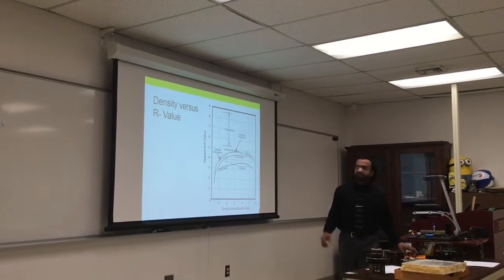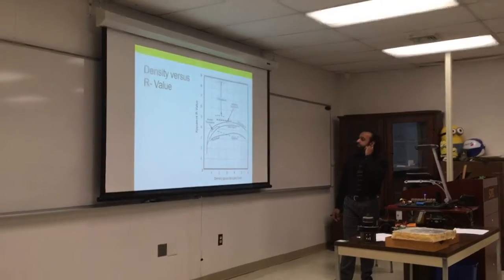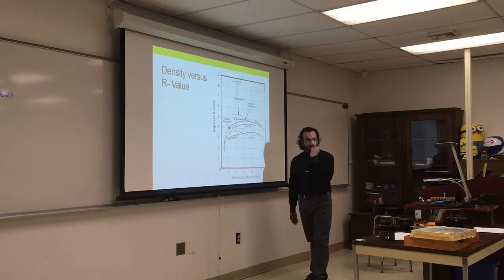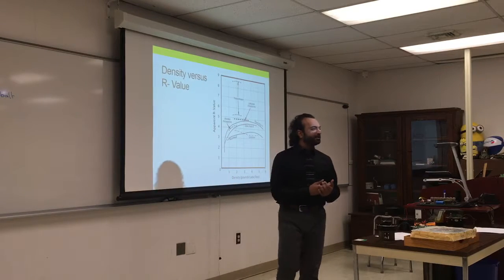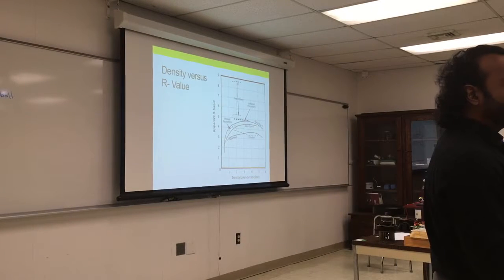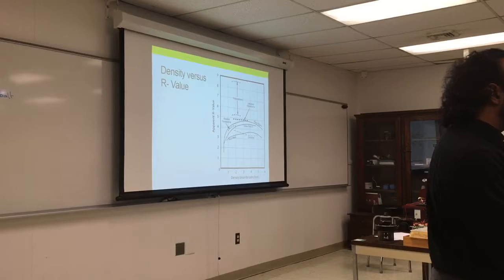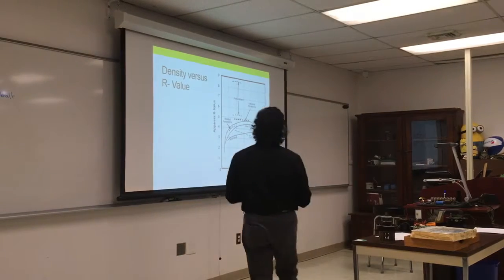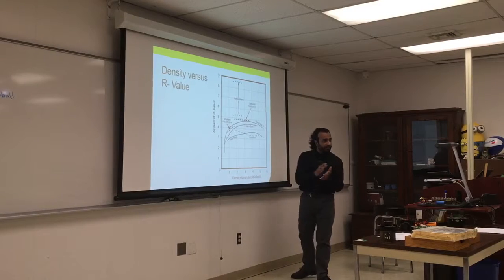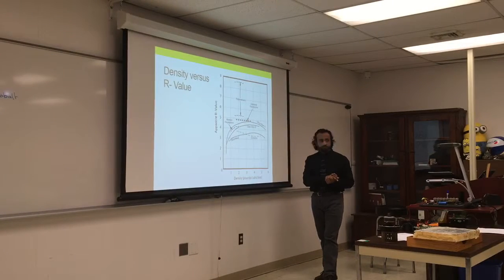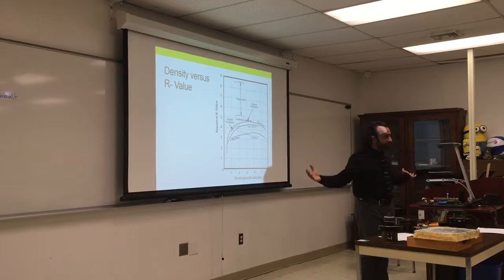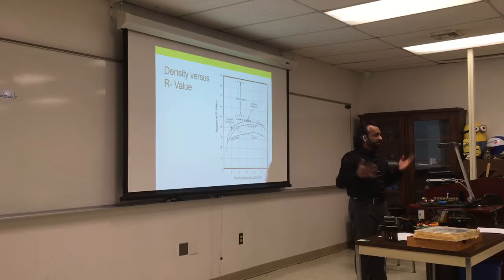Okay, so density versus the R value. This is something I want you to think about a little bit. So we have R value, which is the resistance. You told me that somebody bought insulation and put it in a wall, but they packed some more in, and when they packed something in, they made it more dense. So this is the R value, and this is the density. Density is weight per volume. When something is dense, it's pretty heavy. There's a lot of the material in one space. If it's big, it is less dense, but it's the same weight.